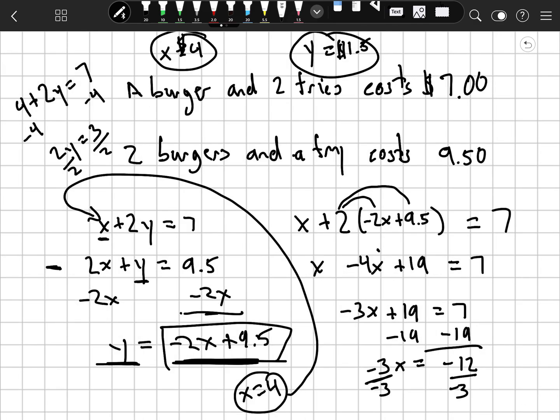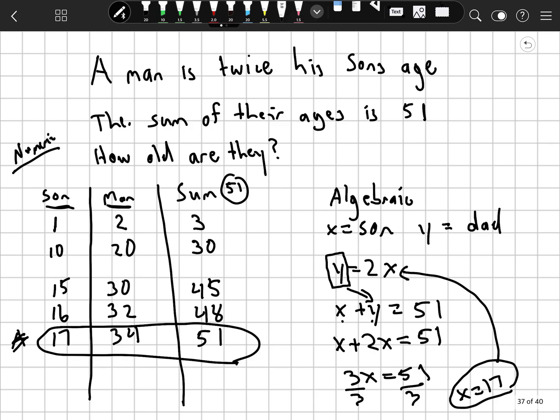And just a thought here, we can do things numerically, but the more complicated they get, the easier it is to do them algebraically.